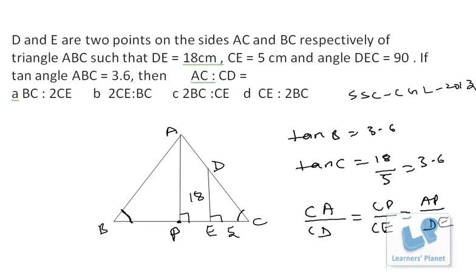Okay, now we have to find out the ratio CA by CD, that will be equal to CP by CE. Since we have to find out the answer in the terms of BC and CE, CP will be nothing but half of BC, right? So CA by CD is equal to half of BC over CE, so BC by 2CE. Okay, so easily this can be done. I hope you are clear.